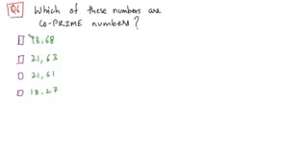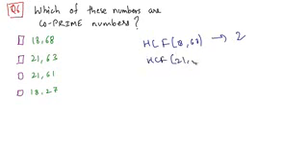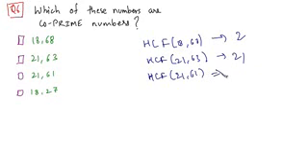The final question: which of these numbers are co-prime numbers? Now if you recall, the highest common factor of co-prime numbers is 1. So the pair of numbers whose highest common factor is 1 are co-prime numbers. If you calculate the HCF of 18 and 68, it would come out as 2. The HCF of 21 and 63 would come out as 21. The HCF of 21 and 61 is 1. And the HCF of 18 and 27 is 9.